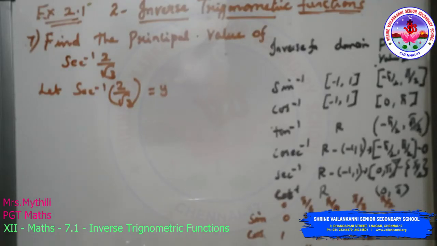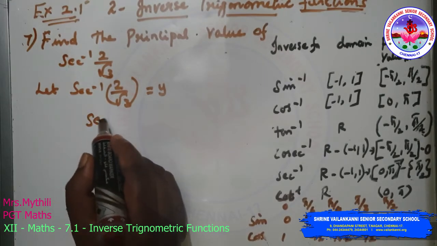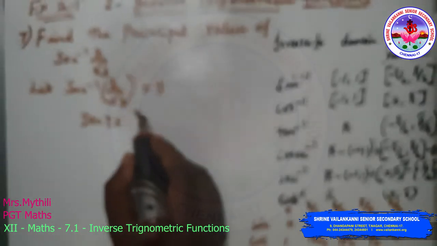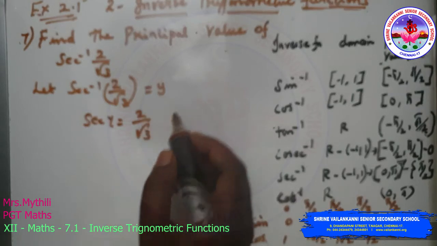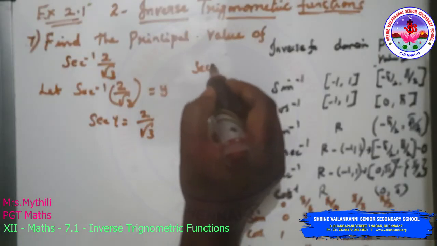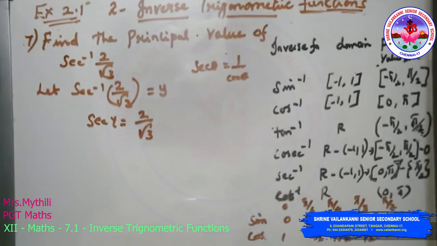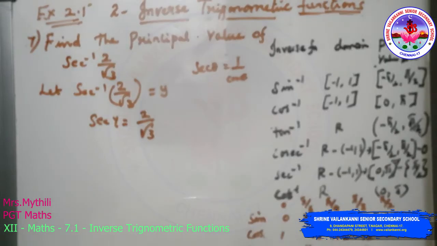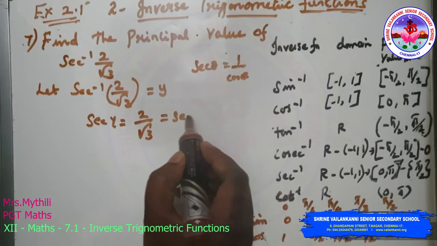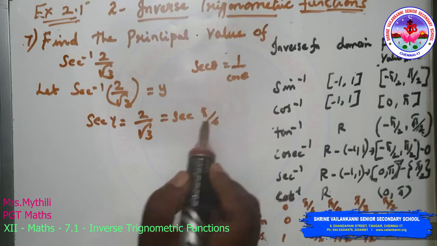Seventh one, find the principal value of secant inverse of 2 by root 3. Let secant inverse of 2 by root 3 be y. So secant y is 2 by root 3. Secant theta is 1 by cos theta, the reciprocal of cos is secant. So 2 by root 3 corresponds to pi by 6, which is equal to secant pi by 6.